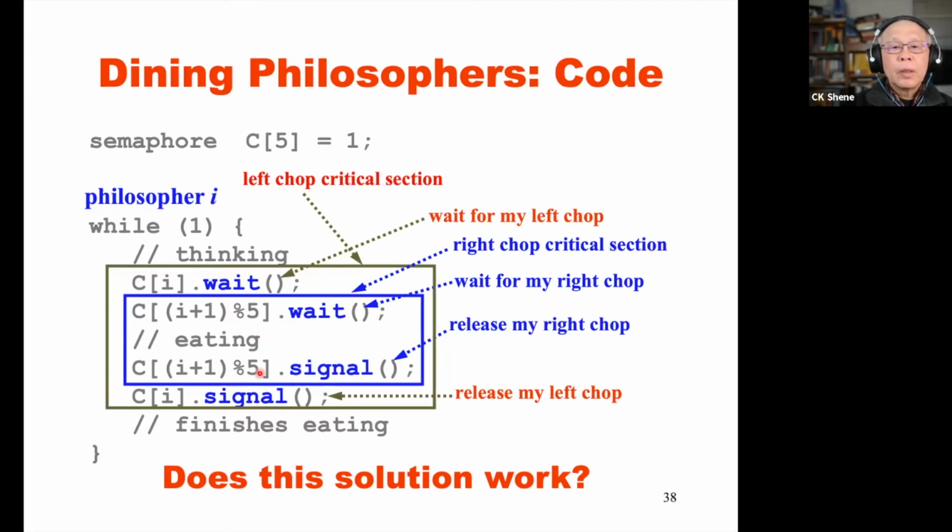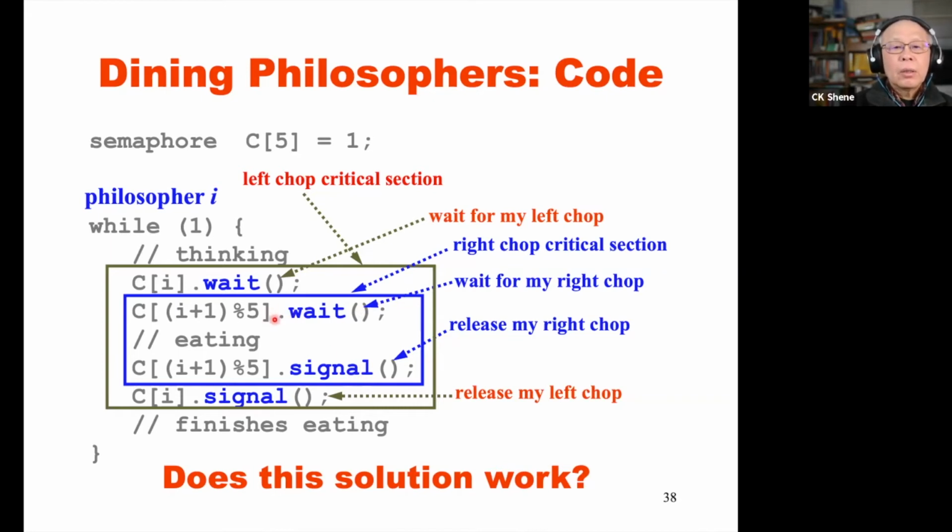After eating, philosopher I signals his right chopstick's semaphore, allowing the next one to go. I'm done. Then philosopher I signals his left chopstick's semaphore, indicating I'm done. The next one could have it. So in this case, the blue frame indicates the critical section of the right chopsticks of philosopher I.